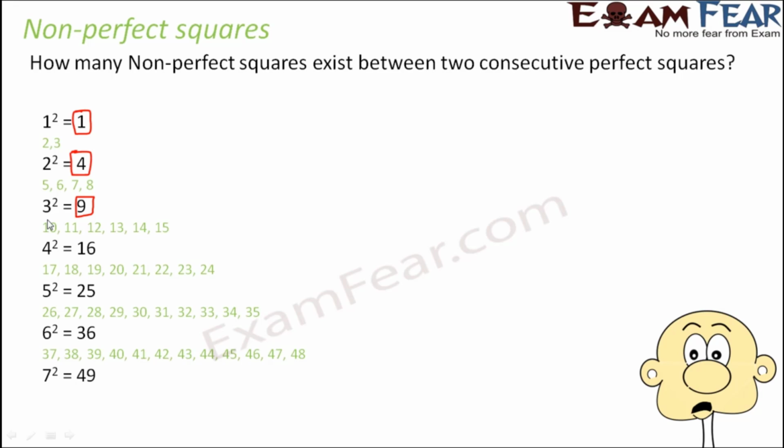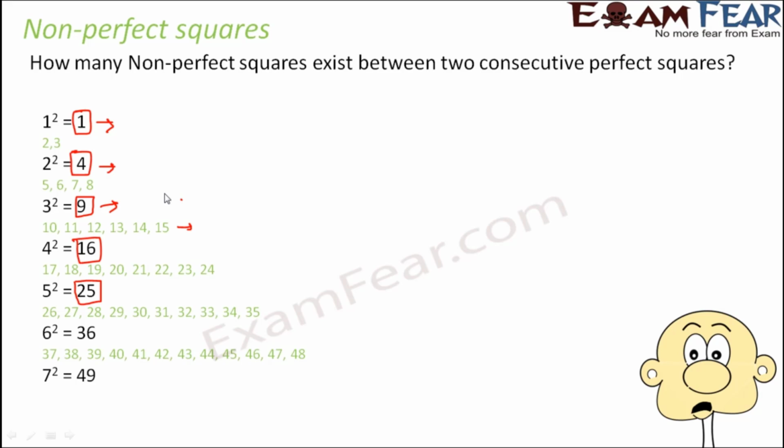One more interesting thing that we observe here is, as the value of the perfect square increases, like earlier it was 1, then 4, then 9, then 16, do you notice something? The number of non-perfect squares is also increasing. Initially, between 1 and 4, there were 2 non-perfect squares. Between 4 and 9, there are 4 non-perfect squares. Between 9 and 16, there are 1, 2, 3, 4, 5, 6 non-perfect squares, and so on. So as the value of the perfect squares increases, the number of non-perfect squares between them also increases.